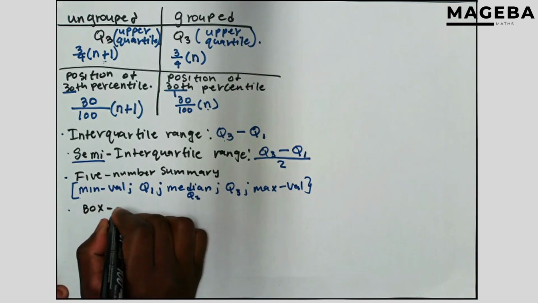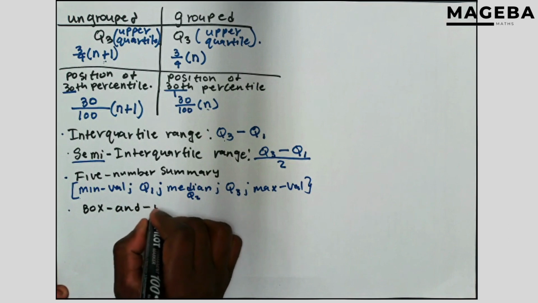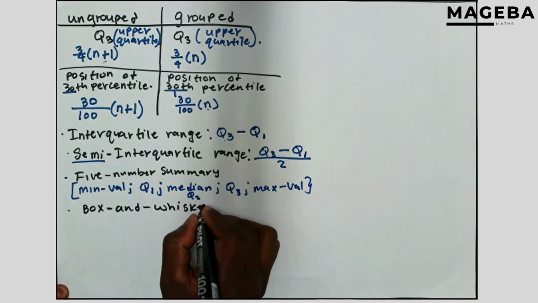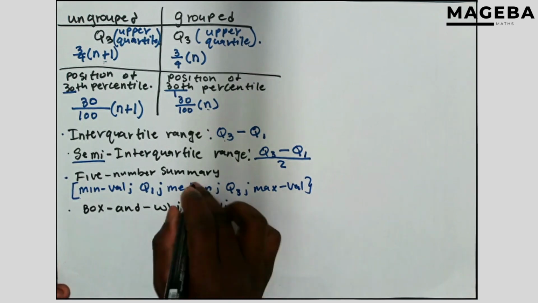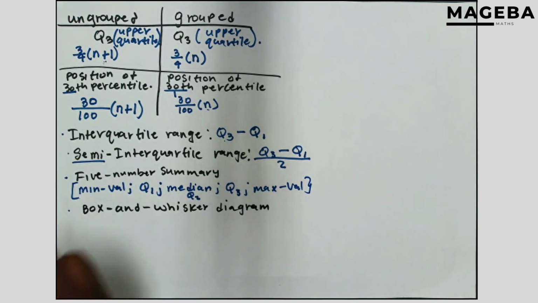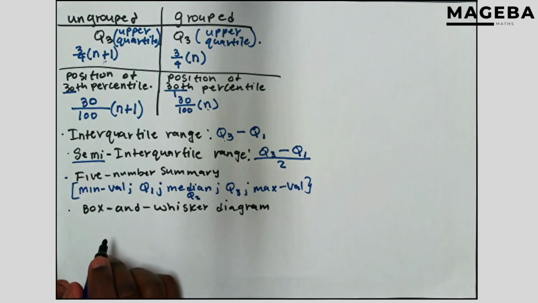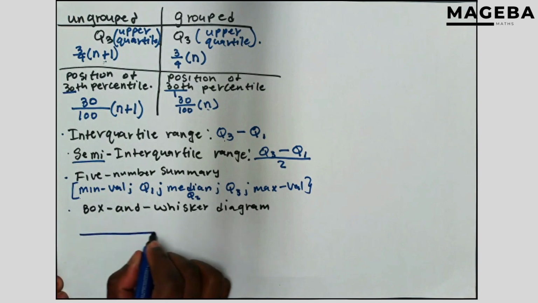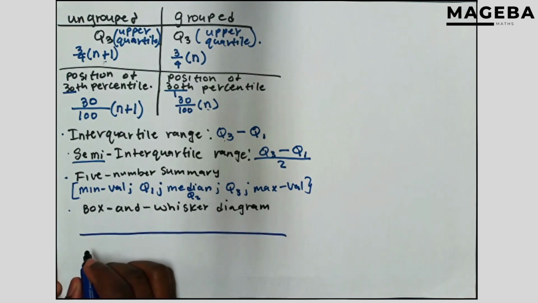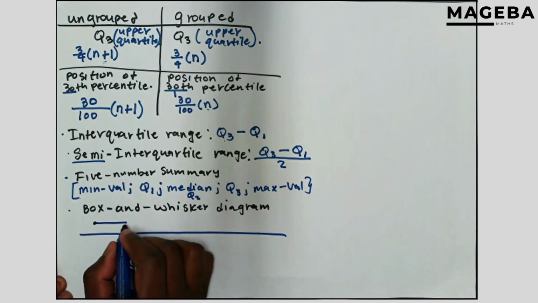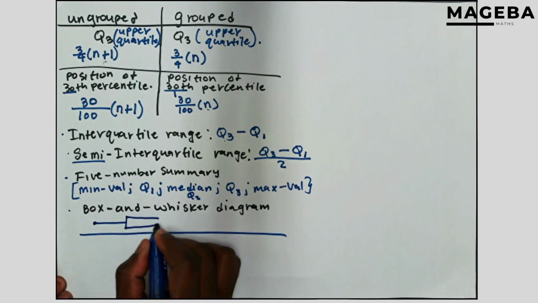And then we have the box and whisker. How do we draw this box and whisker diagram? We use this 5-number summary, which is the minimum, Q1, Q2, Q3, and the maximum. I'm just going to draw a rough sketch of the box and whisker here.